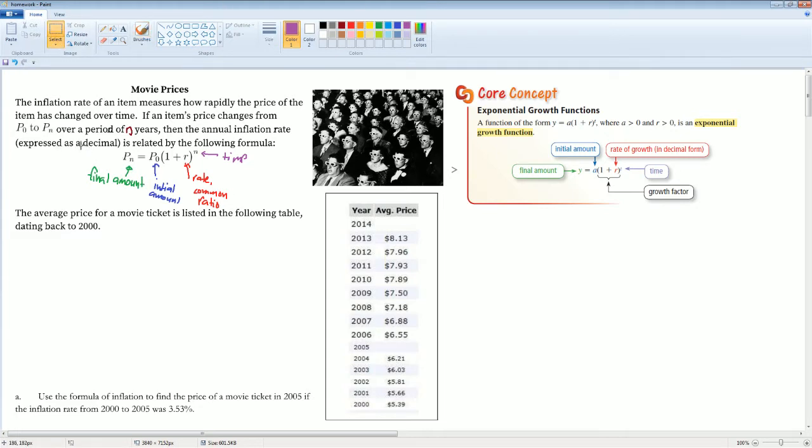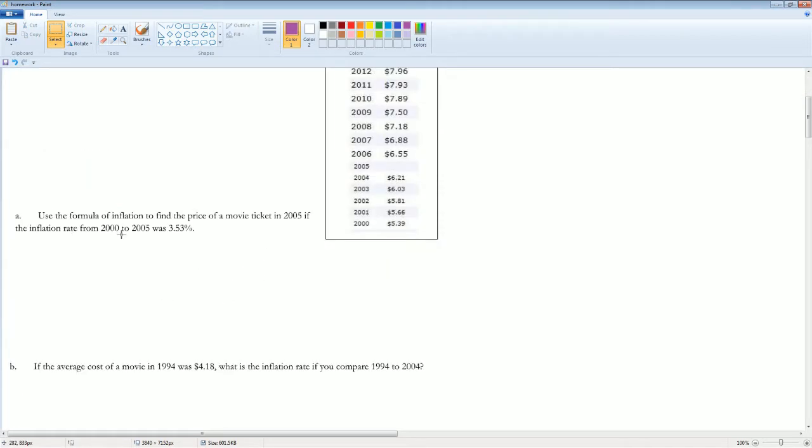All right, so let's just grab this because this is what they want us to work with. Okay, all right, copy that. So the average price is listed here. Using the formula, boom, here's the formula. Using the formula to find the price of a movie ticket in 2005, if the inflation rate from 2000 to 2005 was 3.53. Okay, so first of all, they gave us the R value.